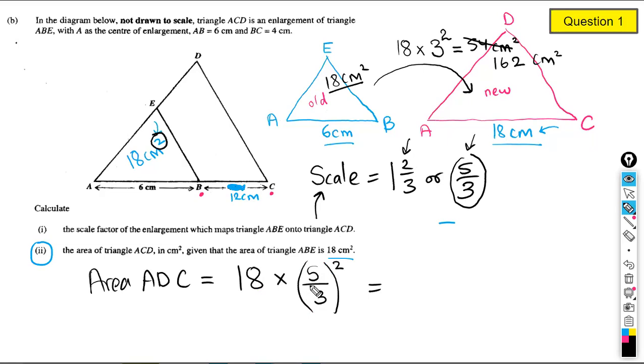So all you have to do now is work out 5 on 3 squared straight on your calculator and multiply by 18. Or you could go brave and do it like this. When you have a squared here, it belongs to both items in the bracket. So 5 squared is 25, 3 squared is 9. 9 into 9 is 1, 9 into 18 is 2, 2 by 25 is 50, and don't forget to put your centimeters squared.